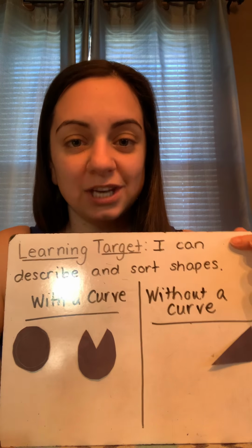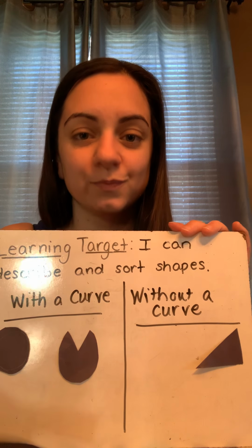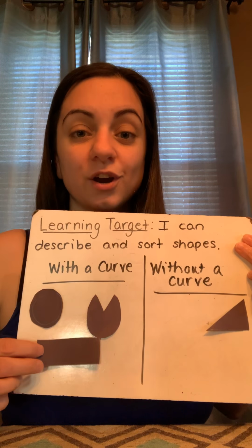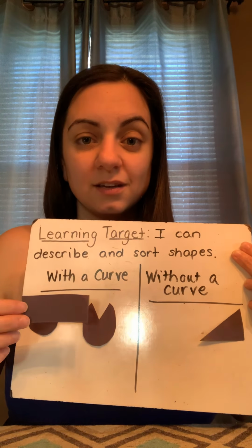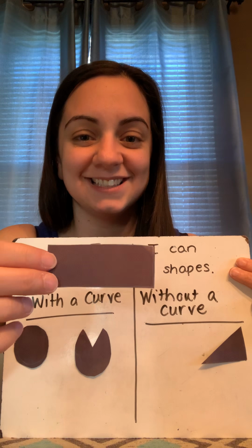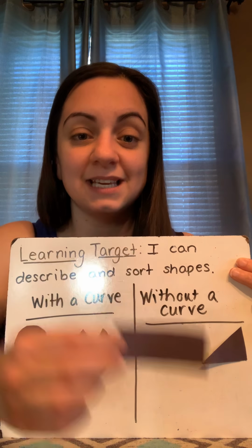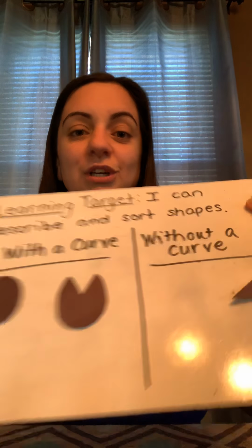Let's look at our last shape before we come to the end of the video. What shape is this? Yeah, it's a rectangle. You're right. Are we going to put it on the side with a curve or on the side without a curve? What do you think? Does it have any round sides? Any round parts? No, it doesn't. So we have to put it on the side that says without a curve. So let me get myself ready here.